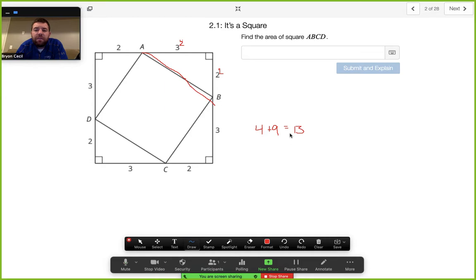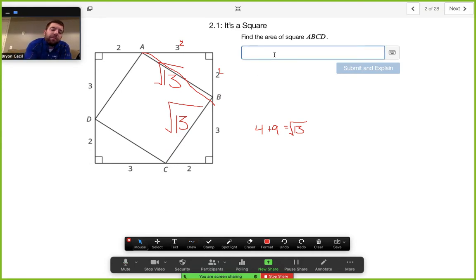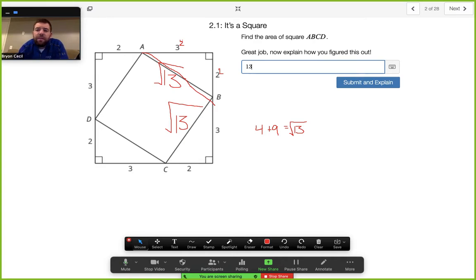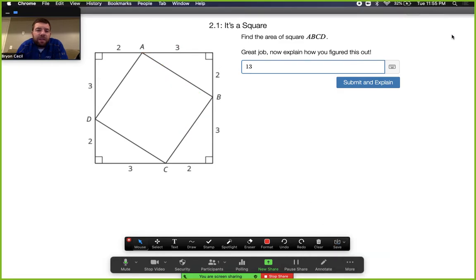I'm going to take the square root to get that length. Does 13 break down? It's a prime number, so it doesn't. Since it is a square, all of these sides must be the square root of 13. My mistake. Now we take the square root of 13 times the square root of 13. We all know the square root of 13 times the square root of 13 is 13. We're not going to explain it because I just did.